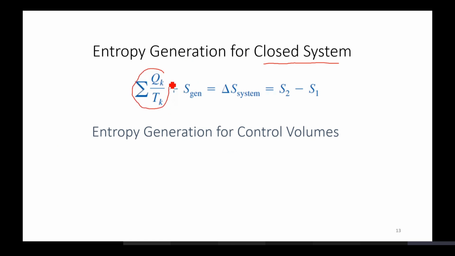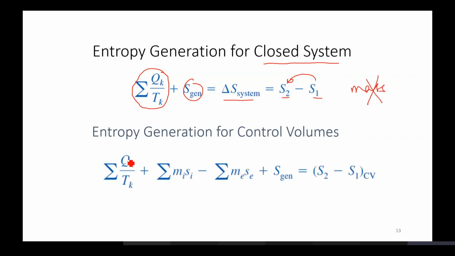So when you have a closed system, the entropy generation for a closed system is essentially expressed by entropy coming in or going out in terms of heat, plus entropy generation, is equivalent to the change in entropy of the system, which is the entropy change as the system moves from state 1 to state 2. For a closed system, you have ignored the entropy contribution due to mass. So mass is not there.